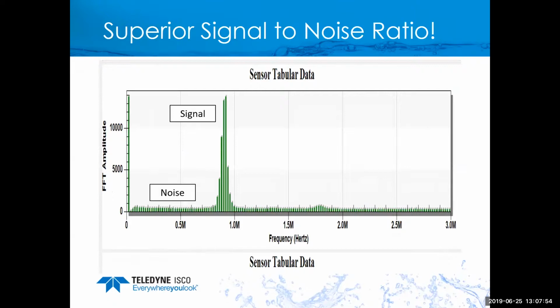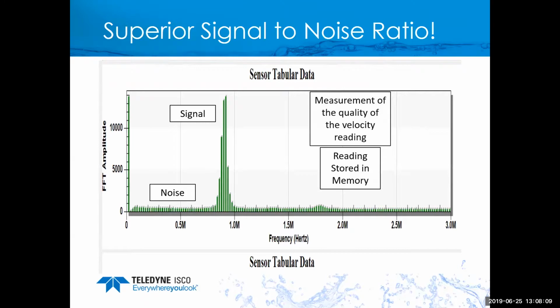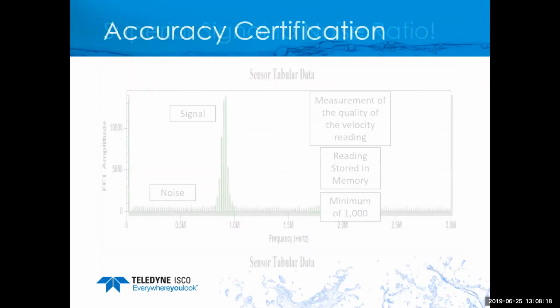The bottom line there is noise. As the water speed slows down, that peak will actually shift to the left. So what the laser is able to do is read very, very clean water as well as very slow moving water. This is a measurement of the quality of the velocity reading, and it's stored in the memory. It's stored as a value called Doppler Power. We need to see a minimum of 1,000.